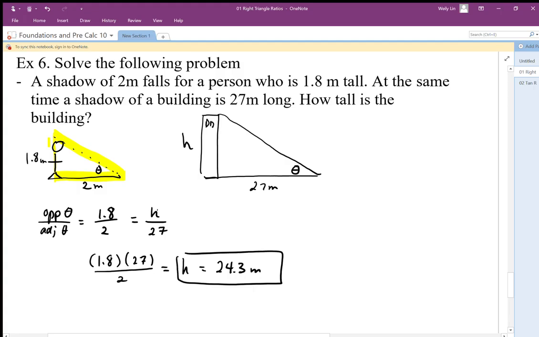So again, all we're doing is setting up similar triangles. Here we're using the ratio of opposite to adjacent and using the same comparison in the other triangle to be able to solve for the unknown side.